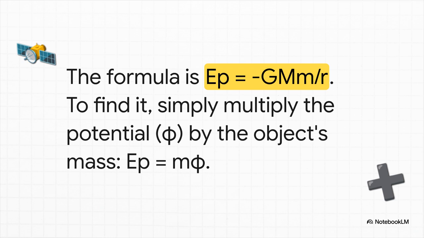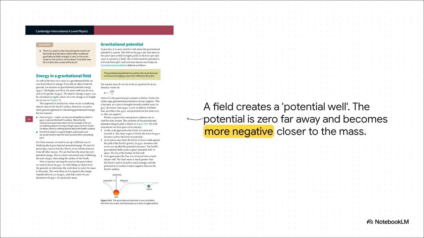To get the potential energy of an object, you just take the potential of its location, that phi value, and multiply it by the object's own mass. That's it. A fantastic way to visualize all of this is with an idea called a potential well.